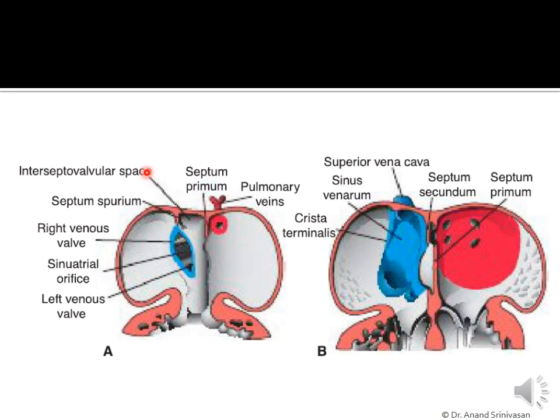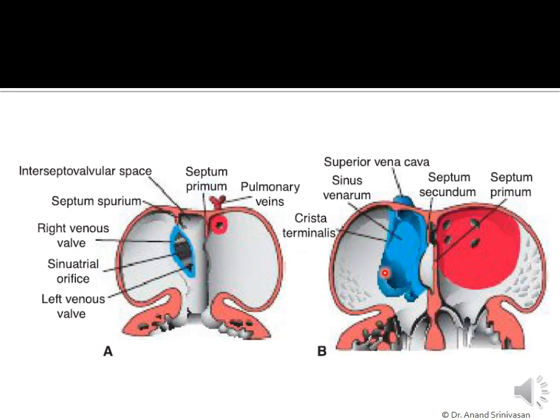So that after birth, all the oxygenated blood comes through the pulmonary veins into the left atrium. As this vein is getting resorbed, it forms the whole of the left atrium. And here you can see the sinus venosus, the right venous valve and the left venous valve.